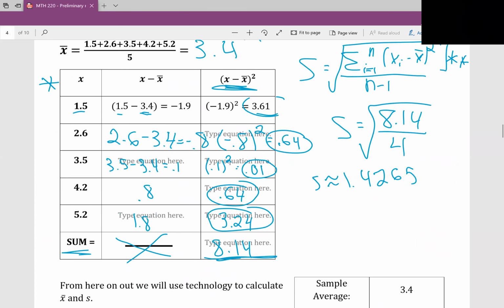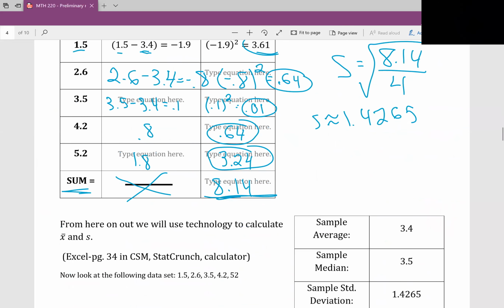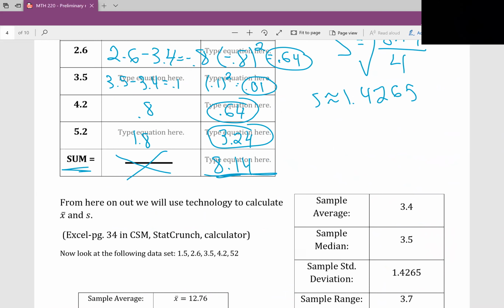Okay, so if I scroll down, you can see that I plugged all of those values into this chart down here. My sample average was 3.4, the median was 3.5, my sample standard deviation was 1.4265, while my sample range was 3.7.